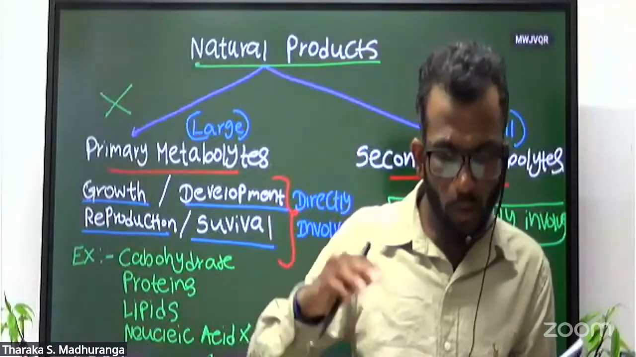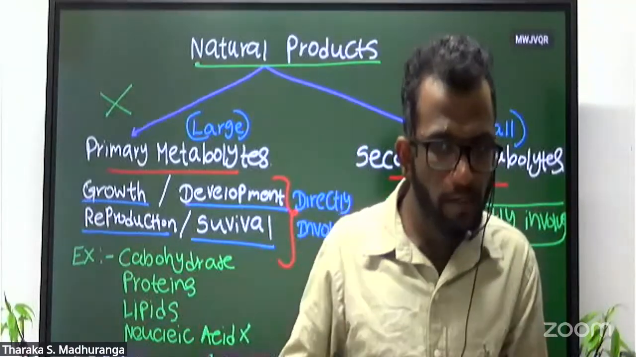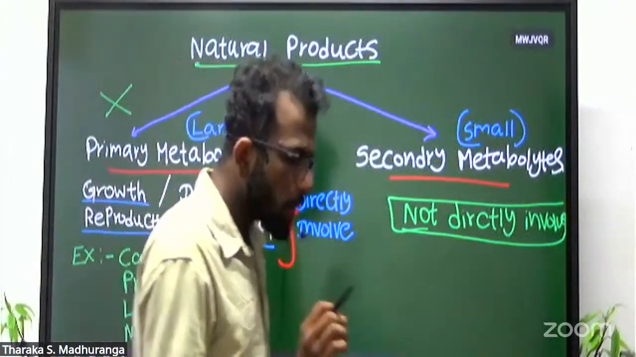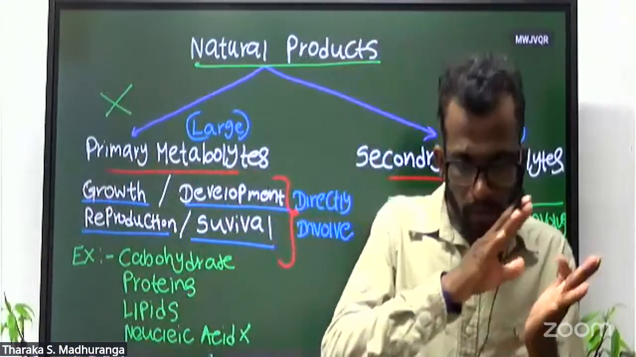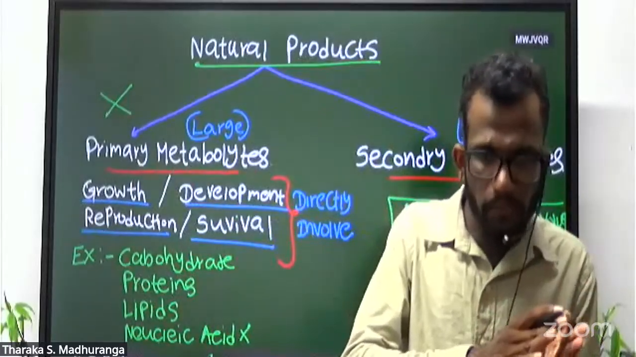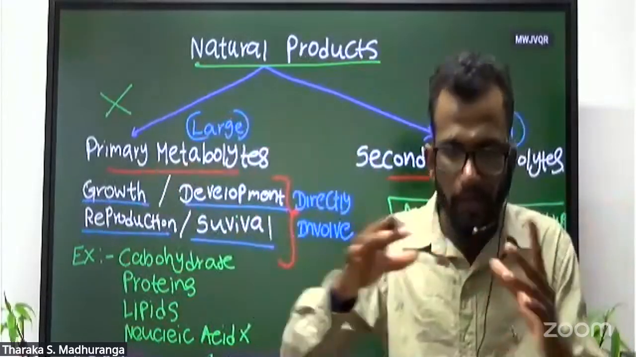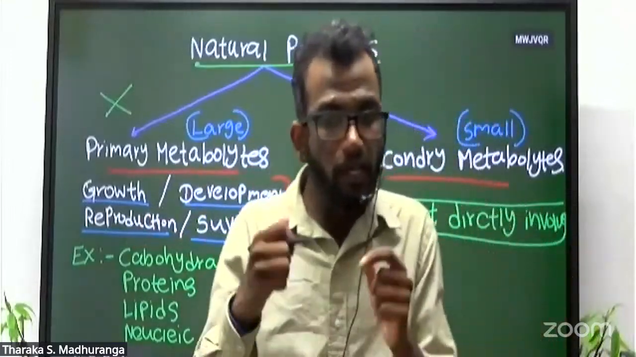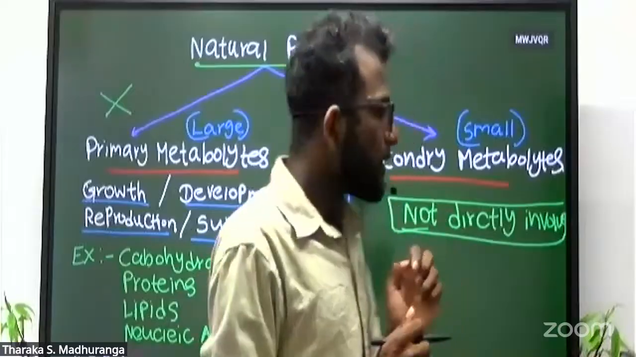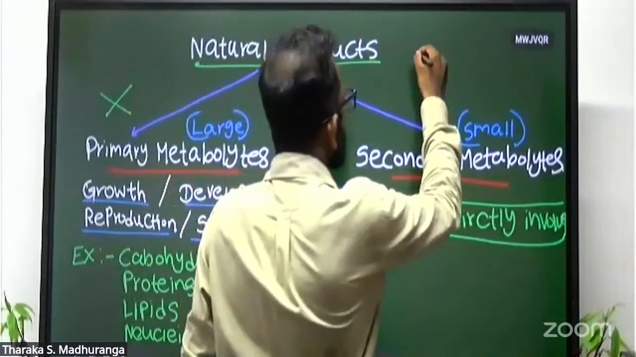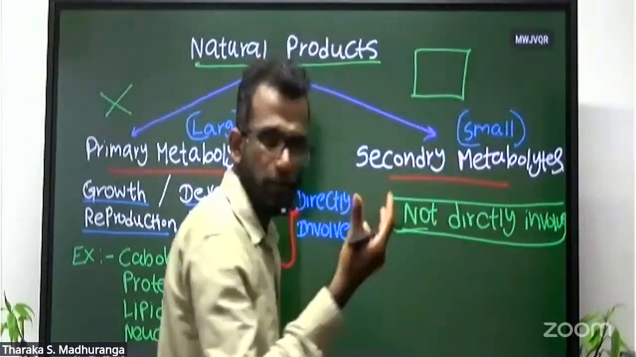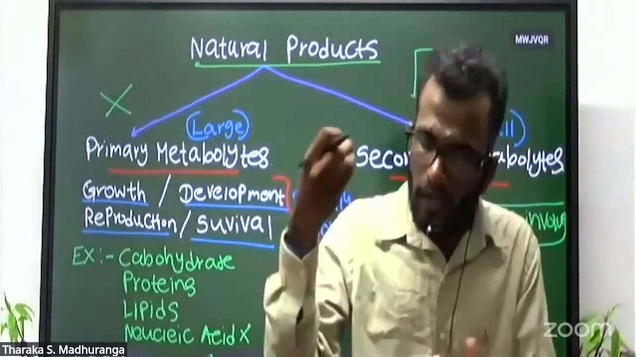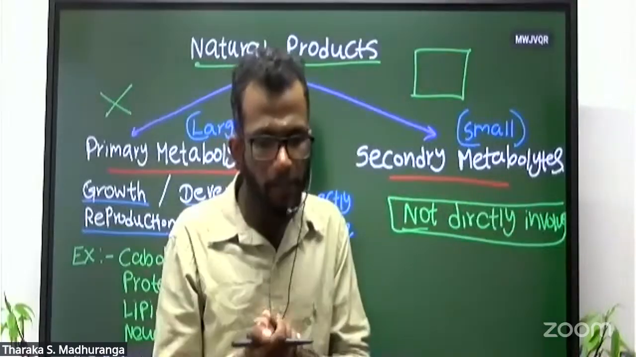Normally, the primary metabolites are compulsory in the living organism at the initial time of life and through the entire life period. But the secondary metabolites are not like that. They come in a certain period of life, and they do some specific function. In the examples I will explain.